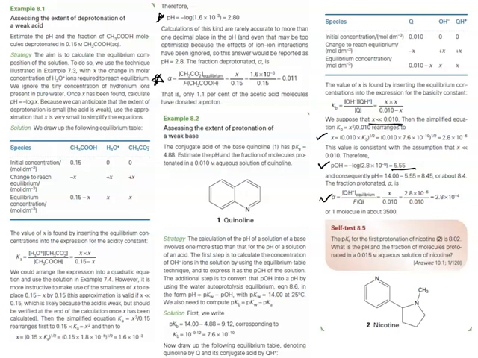If you'd like to try another one of these on your own, you can use this self-test where the pKa for the first protonation of nicotine is 8.02, and you can ask yourself what's the pH and the fraction of molecules protonated in a 0.015 moles per liter aqueous solution of nicotine.